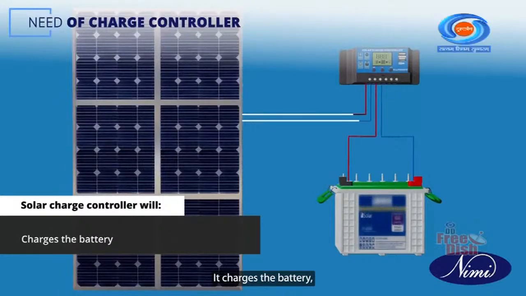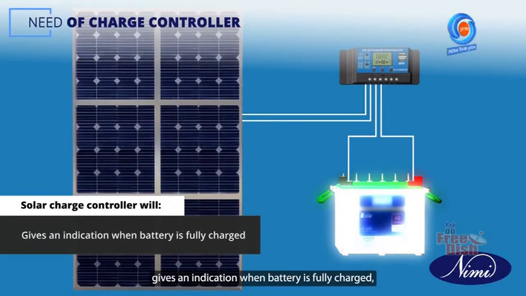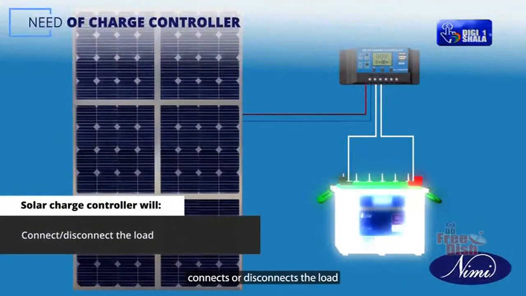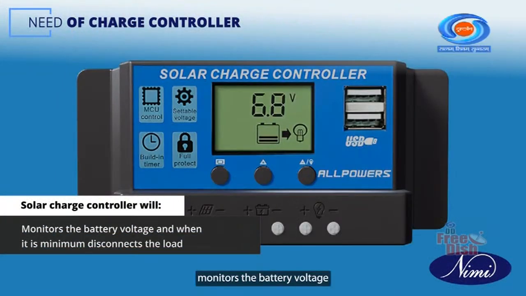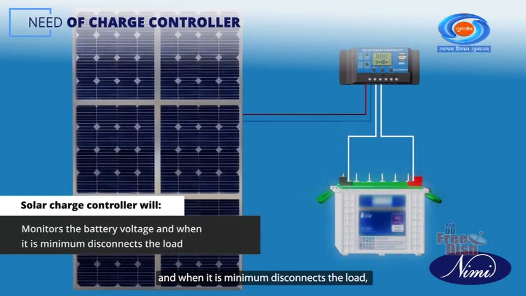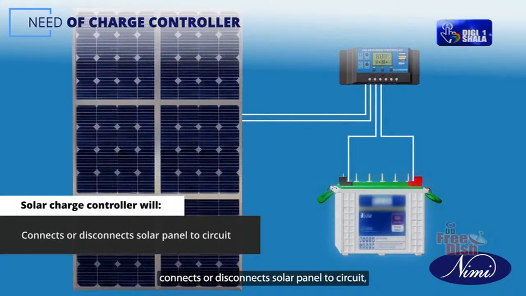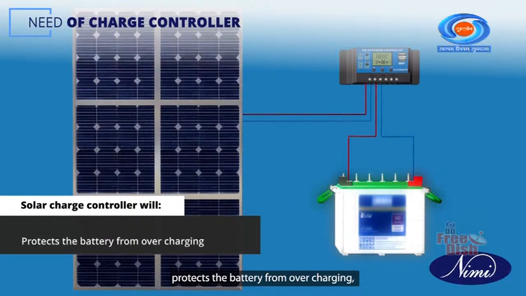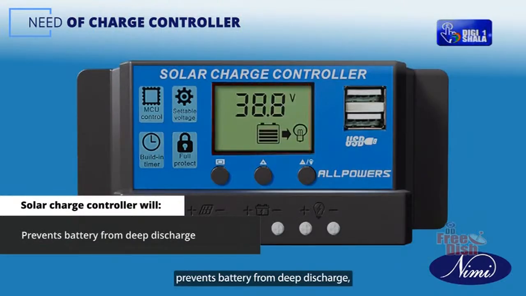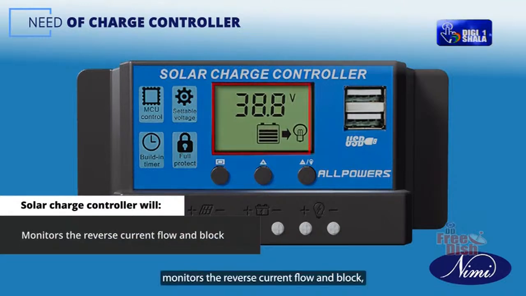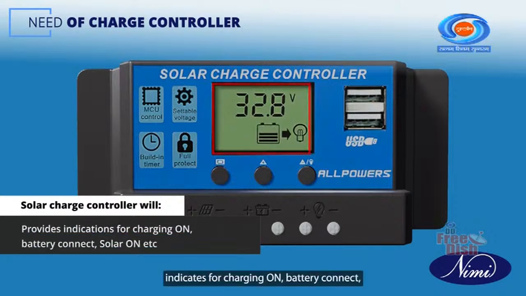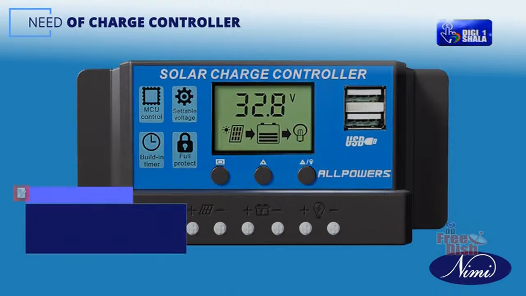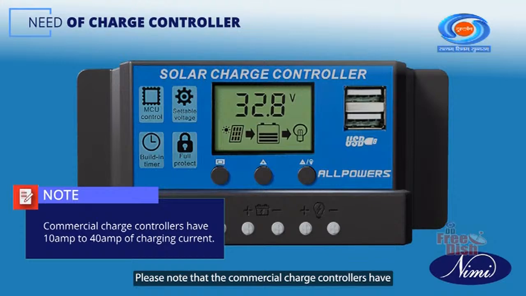It charges the battery, gives an indication when the battery is fully charged, connects or disconnects the load, monitors the battery voltage, and when it is minimum, disconnects the load, connects or disconnects the solar panel to the circuit, protects the battery from overcharging, prevents the battery from deep discharge, monitors the reverse current flow and blocks it, and indicates charging on, battery connect, solar on, etc. Please note that commercial charge controllers have 10 ampere to 40 ampere of charging current.